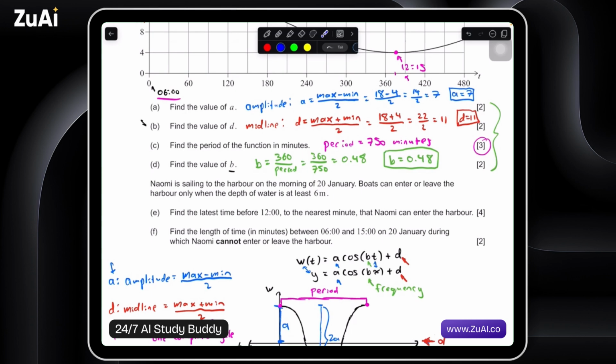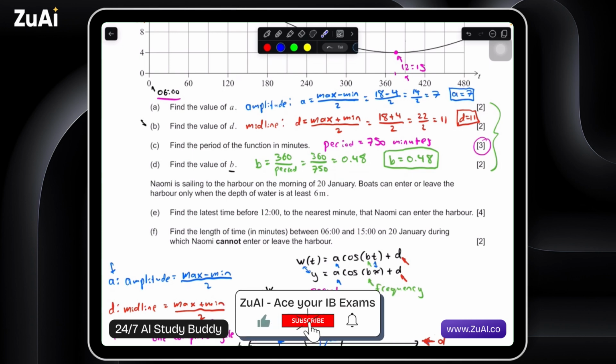Naomi is sailing to the harbor on the morning of 20th of January. Boats can enter or leave the harbor only when the depth of water is at least 6 meters. Find the latest time before 12 to the nearest minute that Naomi can enter the harbor. Okay, so let's work this out. We're going to need to graph this one.